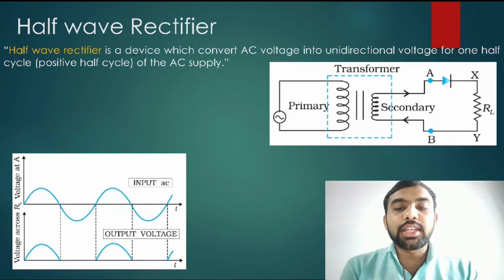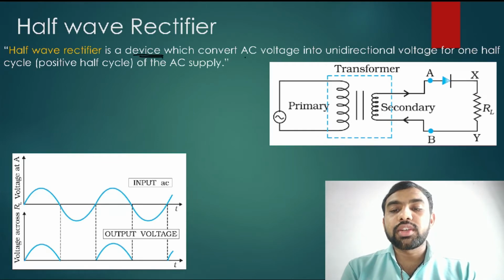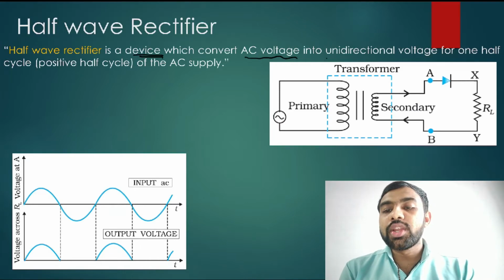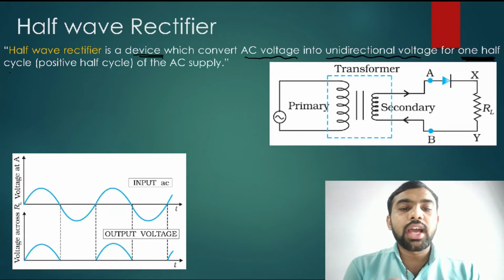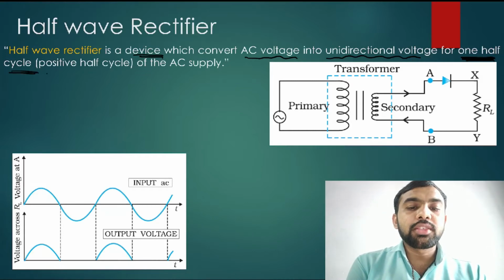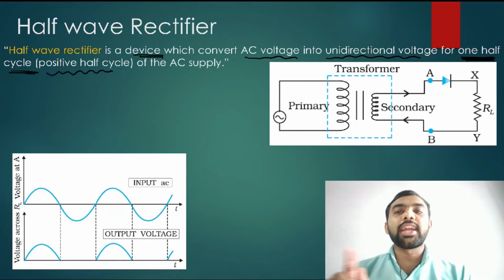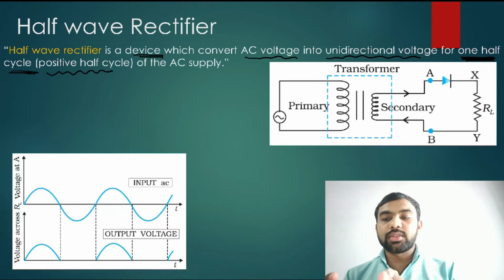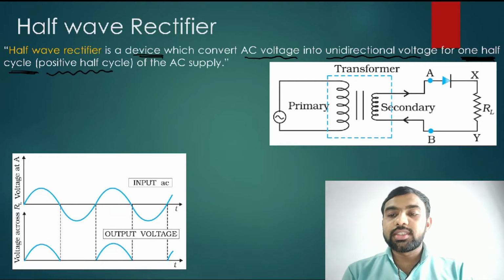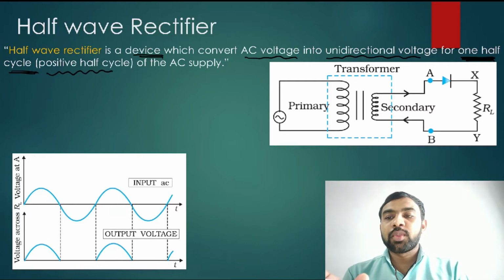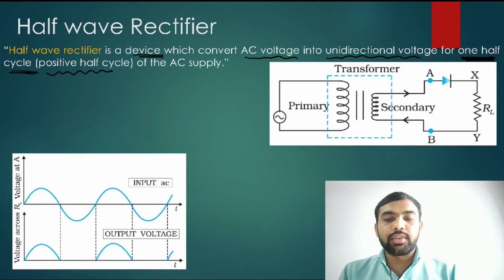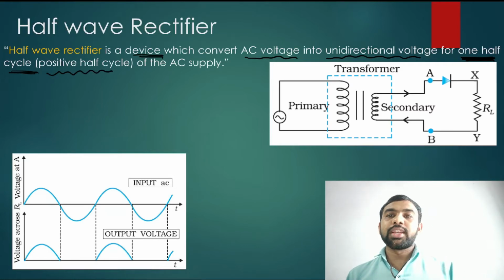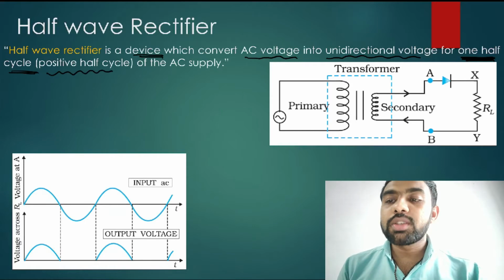A half wave rectifier is a device which converts the AC voltage into unidirectional voltage for one half cycle only, meaning only the positive cycle, not the negative cycle. The negative cycle becomes 0. Here the transformer is used to supply the AC current, and after that a diode is used. The figure on the right-hand side shows the construction of a half wave rectifier and how it is rectified. Let's understand it properly.